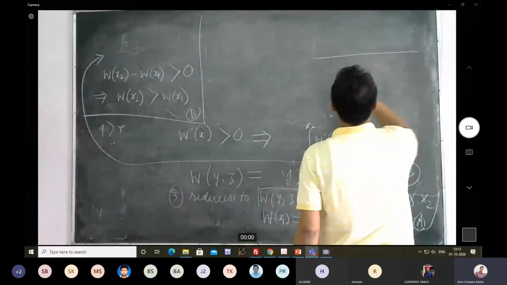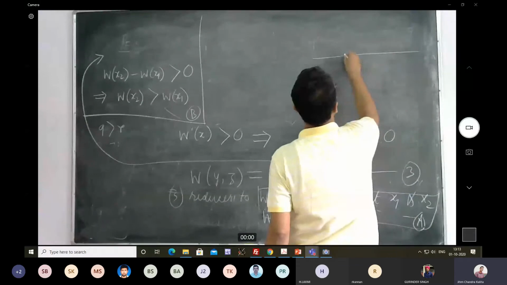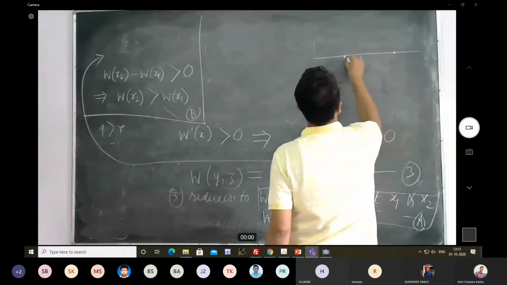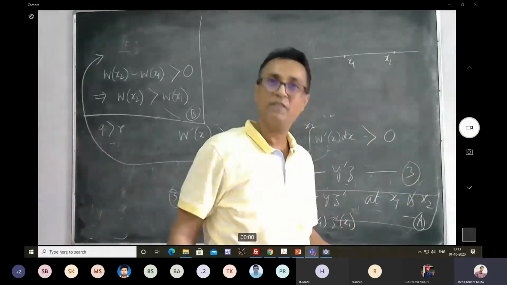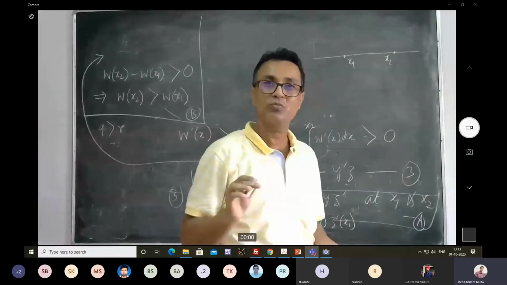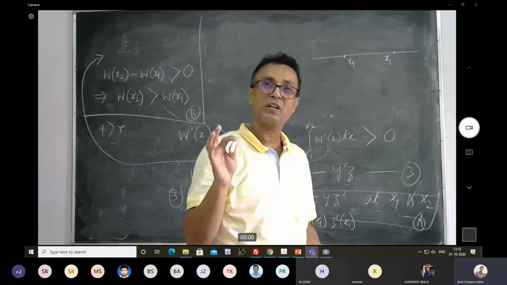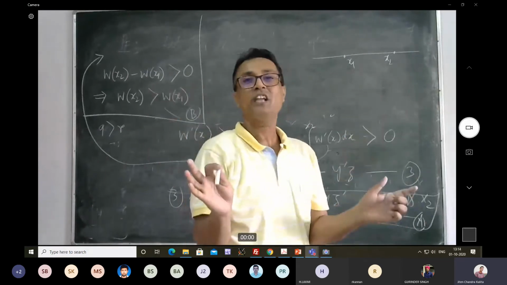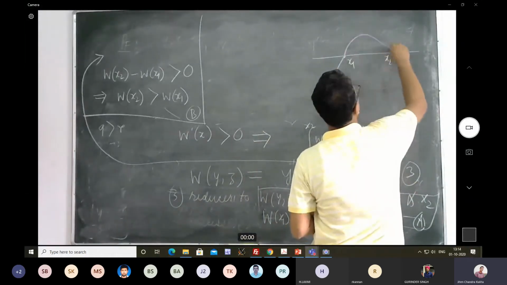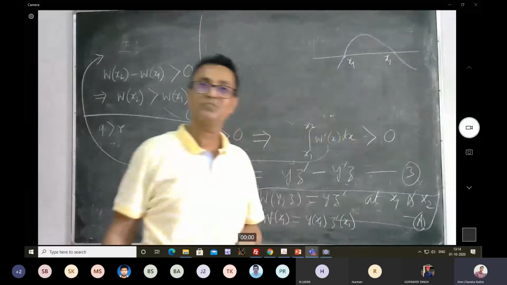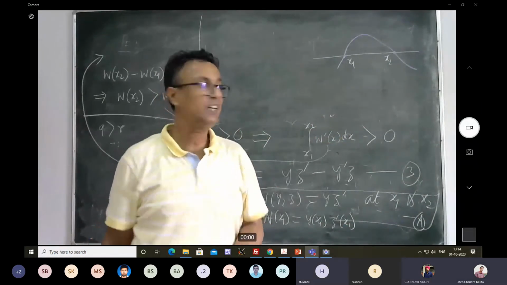What I have assumed is that at x1 and x2, z vanishes, and I have also assumed that z is a positive function in the open interval (x1, x2). So my curve here is going to look like this. Agree?